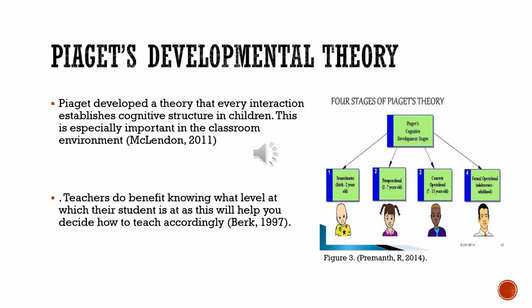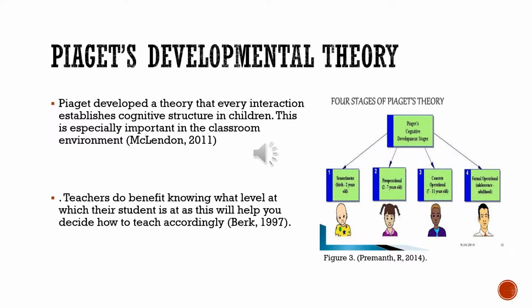The theory behind the fragmented model is revolved around Piaget's developmental theory. Piaget developed a theory that all children go through 4 stages of development. Some of his research led to the belief that every interaction establishes cognitive structure in the children. This is especially important in the classroom environment.